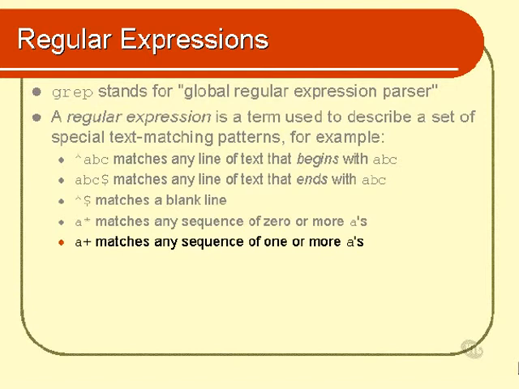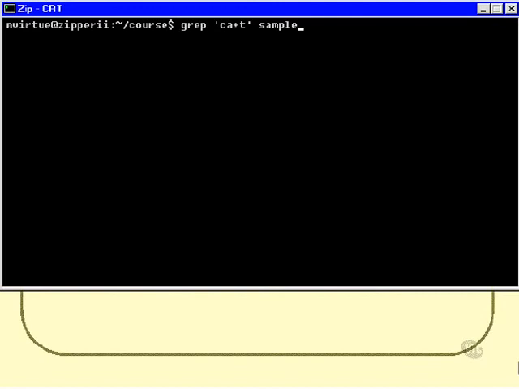Now if you actually want to match at least one A, for example, then instead of using the asterisk sign you use a plus. But the plus is actually not part of the standard regular expressions. It's part of what we call extended regular expressions. And so if you want to use extended regular expressions, you have to use a special option to grep, the -E option. So I'll show you that now.